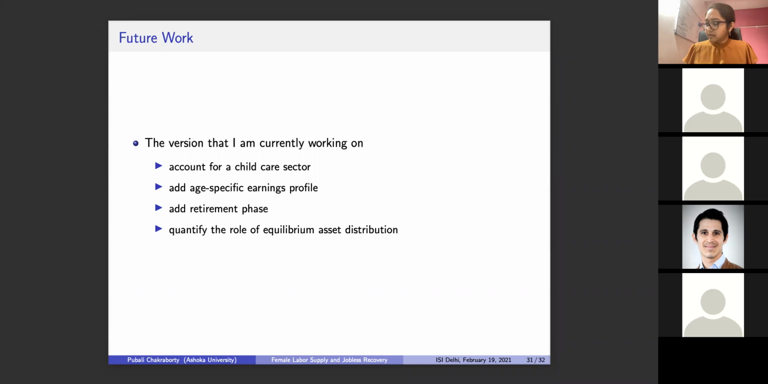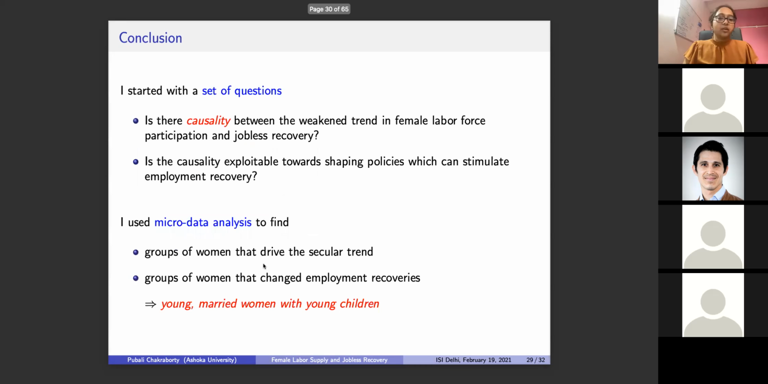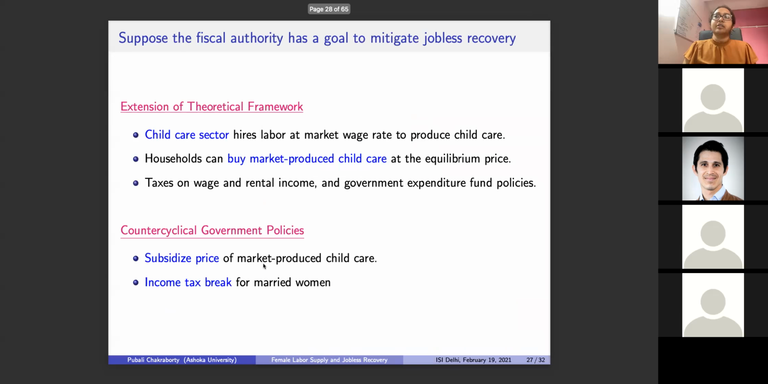Hi, can I ask? I have two quick questions. The first is, do you have a general equilibrium effect of the government? Who pays for this childcare subsidy? That's the first question. And the second question is, is the childcare sector that you create a sector where only women can provide childcare, or is it free for anybody to work in that sector? No, in the childcare sector that I create, anyone can work.